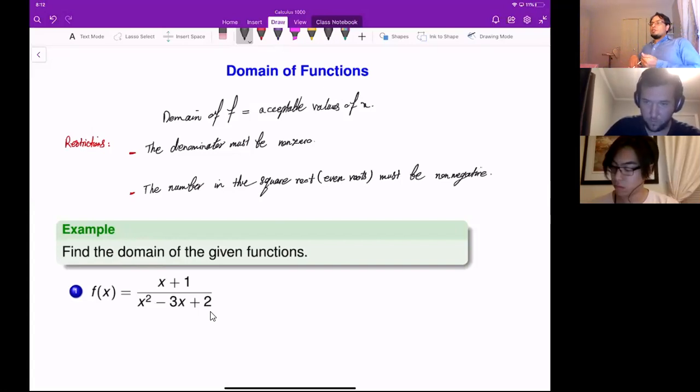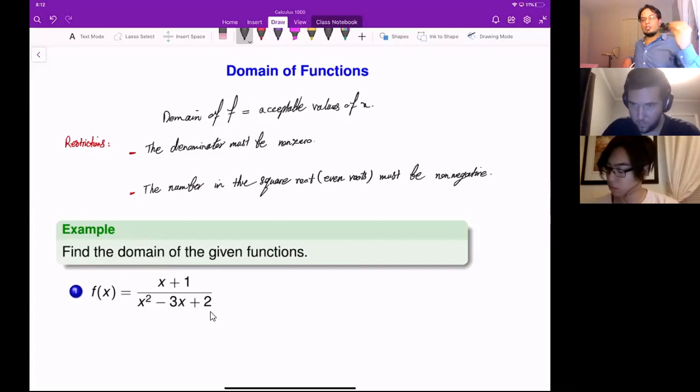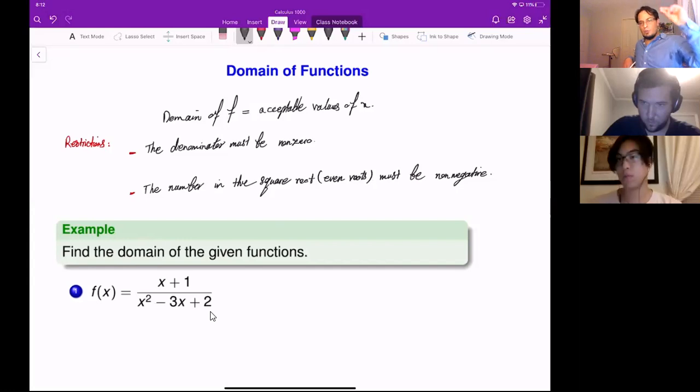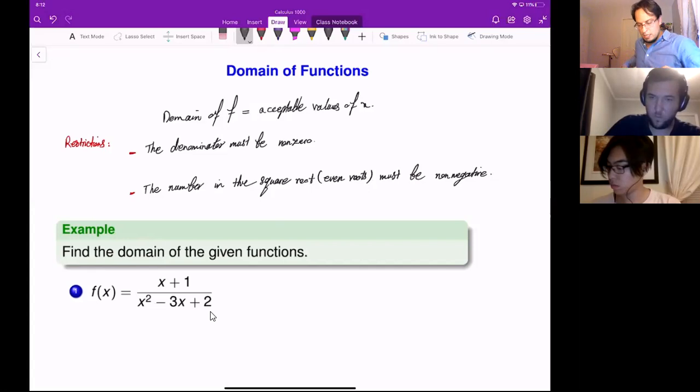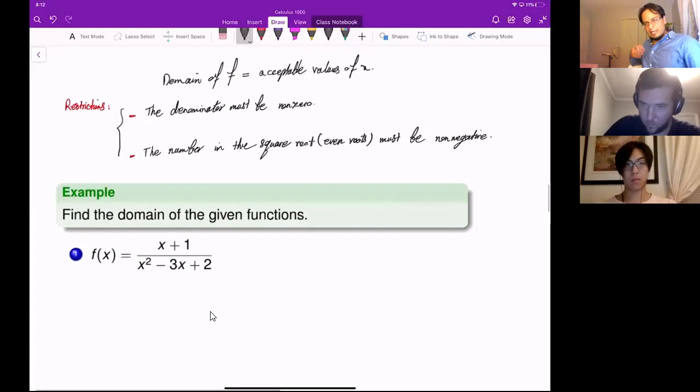Well, the second restriction is not a big deal in general, especially if you know very advanced math called complex numbers. There's no issue over there. But for us, because we're working with real numbers, we cannot put a negative number under a square root or any even root. Okay, so these are two things that you have to have in mind and use to find the domain of given functions.